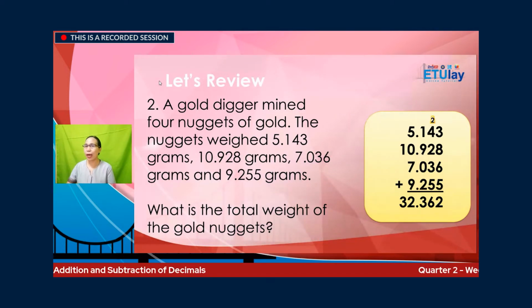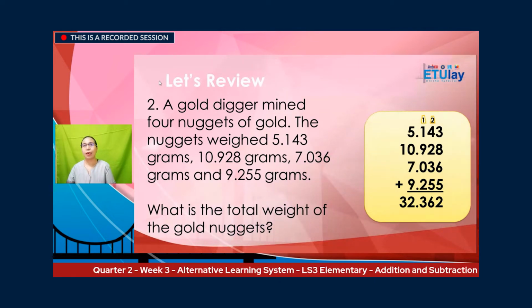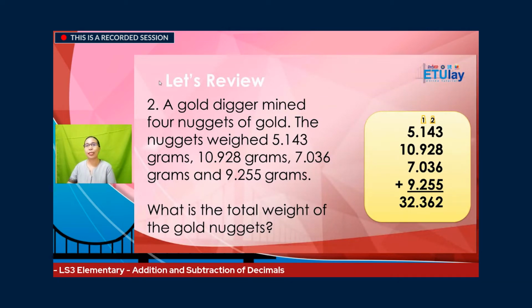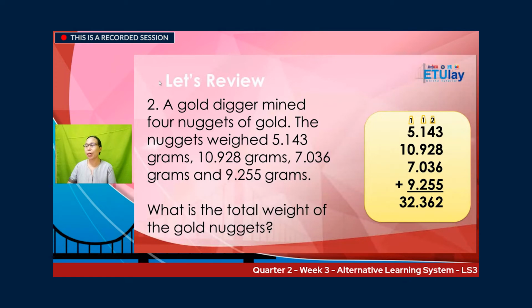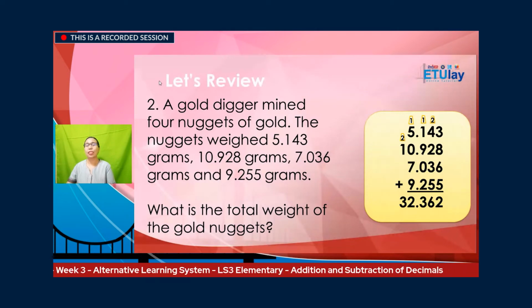Then, we are to add 2 plus 4 plus 2 plus 3 plus 5. We got 16. Bring down 6, carry 1. Then, 1 plus 1 plus 9 plus 0 plus 2. We got 13. Bring down 3, carry 1. And 1 plus 5 plus 7 plus 9. We got 22. Bring down 2, carry 2. Then the last, we are to add 2 plus 1. We got 3. That's why we have 32.362.